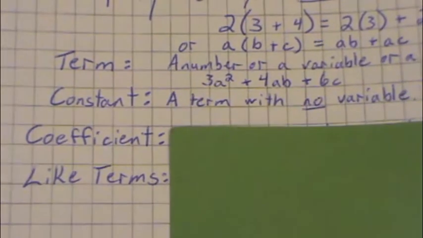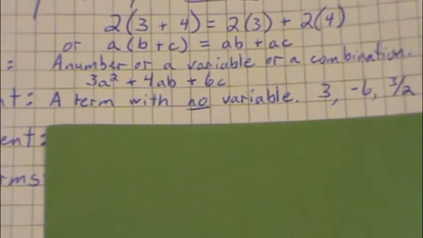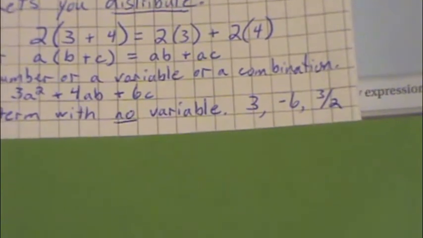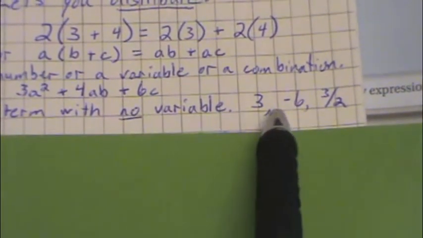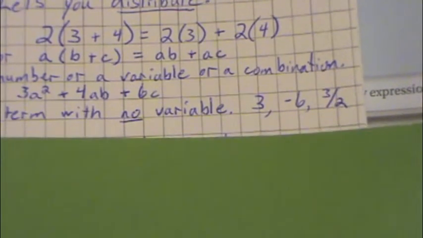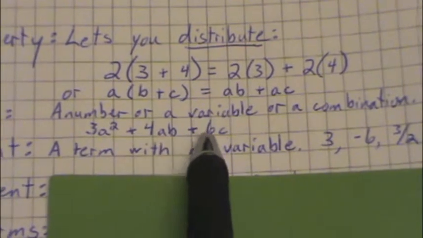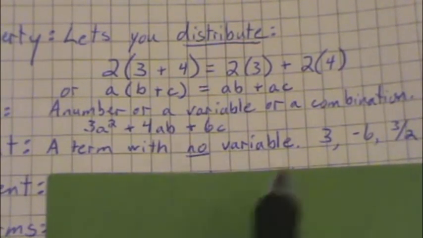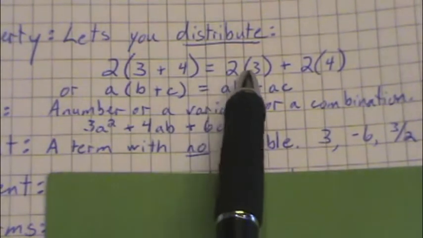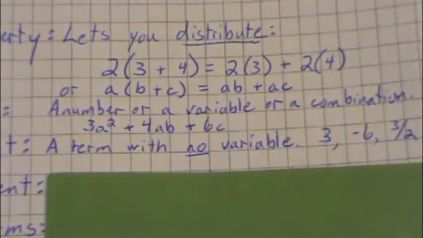Constant is your next word. A constant is a term with no variable at all. 3, -6, 3/2. There are no constants in this example. They all have variables with them. This one up here, these are all constants.